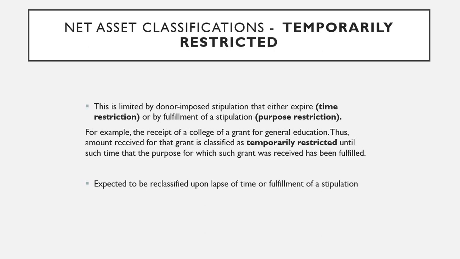So the donor or contributor stipulates a particular purpose for the fund being contributed. Once that purpose is met, only then can the resources be transferred from temporarily restricted to unrestricted net asset classification. Just like with this example: expected to be reclassified upon lapse of time, when there is a time restriction, or upon fulfillment of a stipulation, when there is a purpose restriction.